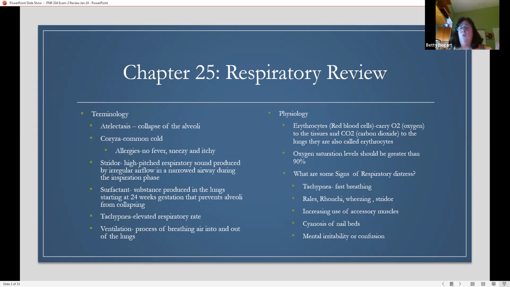And why do you think you get irritable or confused in respiratory distress? Why would you think that? Less oxygen in your brain. Lack of oxygen. Right. Because your heart's trying really hard to keep up with it, but it can't because you don't have all that space collecting all that oxygen on each breath. So yes, very good.